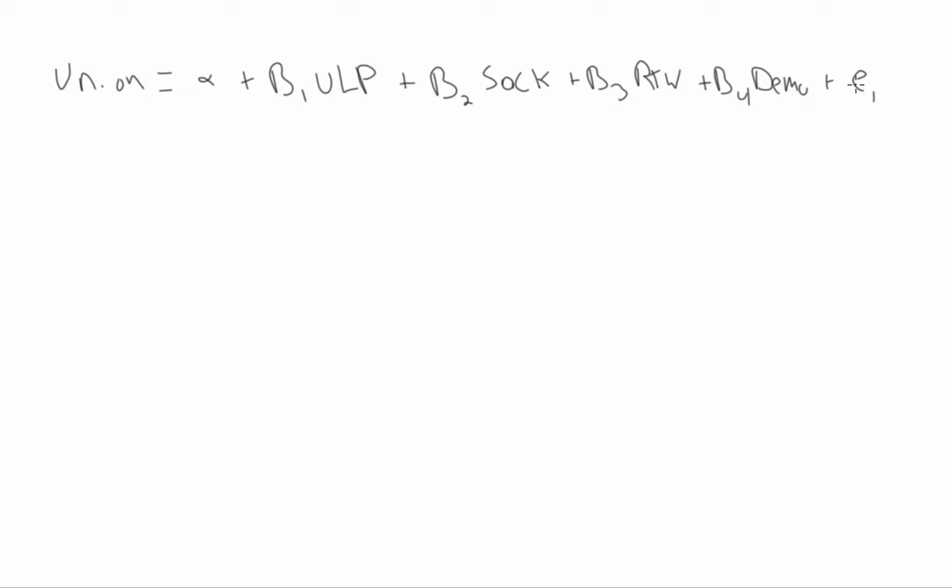Now, in the actual article, there's one more term here because they account for several other things that they don't specify, control variables in the article. But we're just going to look at the basic equation. Down here is our error term. This accounts for what we miss in the model. What are we not accounting for that might predict union membership?